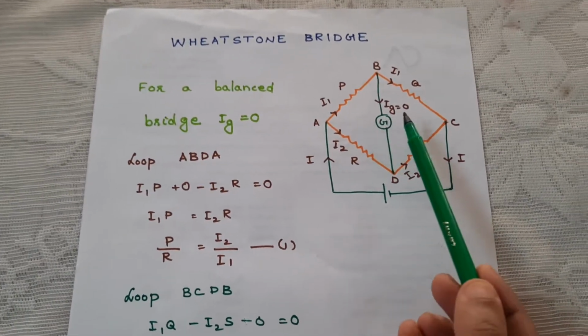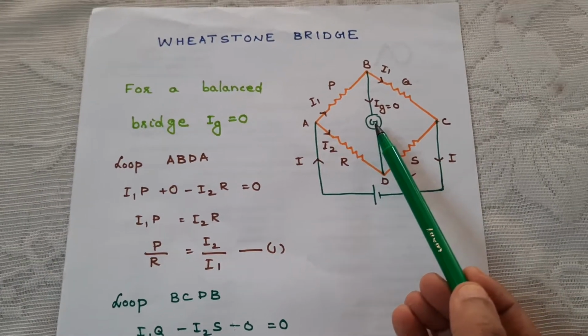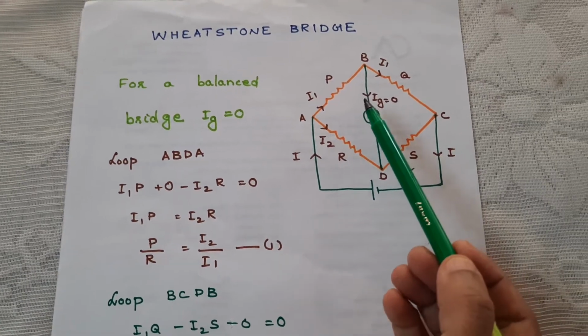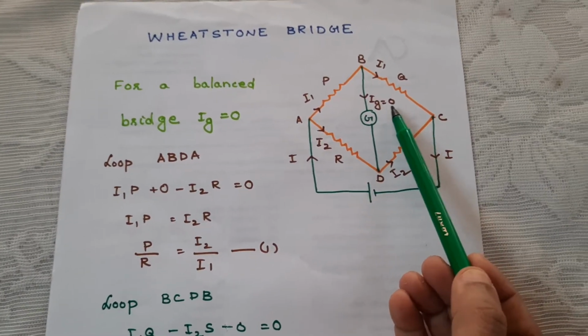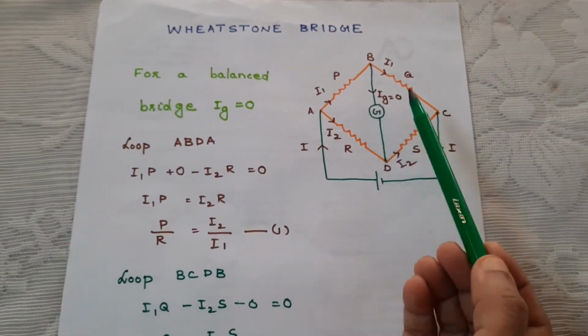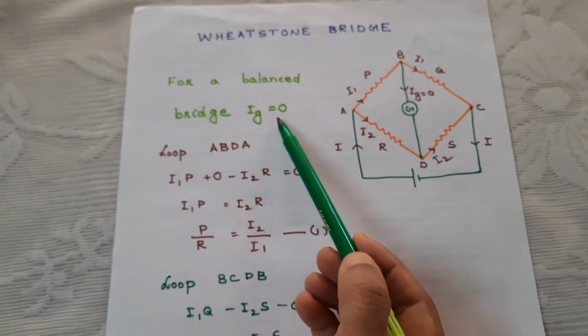For a balanced Wheatstone bridge, the galvanometer shows null deflection or zero deflection. Then the current through galvanometer is zero. Ig is the current through galvanometer. For a balanced bridge, Ig is equal to 0.